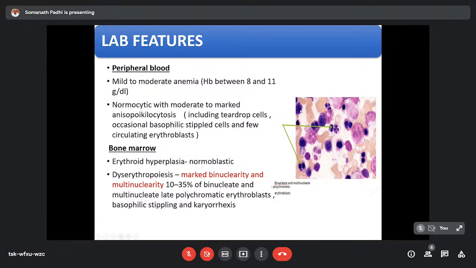As you can see, this is the bone marrow picture of a case with erythroid dysplasia, which is normoblastic. But it's not uncommon to find a megaloblast-like presentation in a bone marrow aspirate, and striking multinuclearity of the erythroid precursors, specifically intermediate to late erythroid precursors, intermediate and late normoblasts. This occurs in at least 10 to 35% of these patients, who show binucleate and multinucleate forms specifically in the maturing erythroid lineage. Whereas the early erythroid precursors like proerythroblasts or basophilic erythroblasts rarely show this type of binuclearity and multinuclearity in patients with CDA type 2.